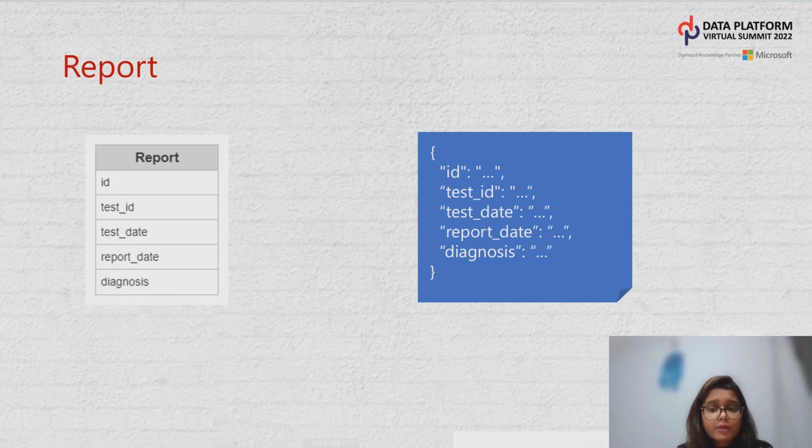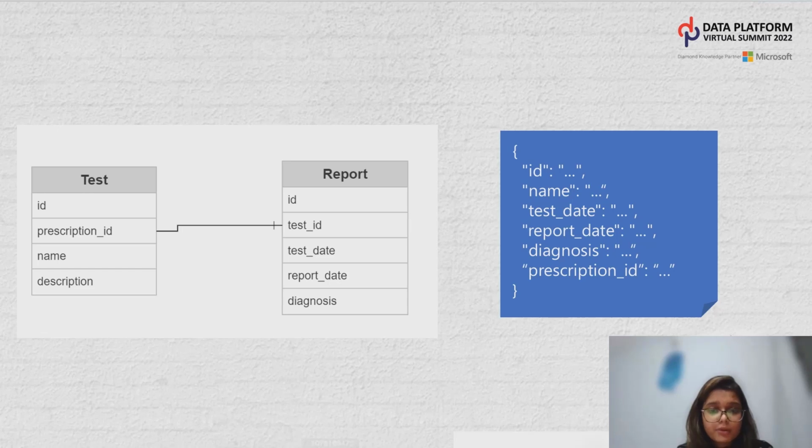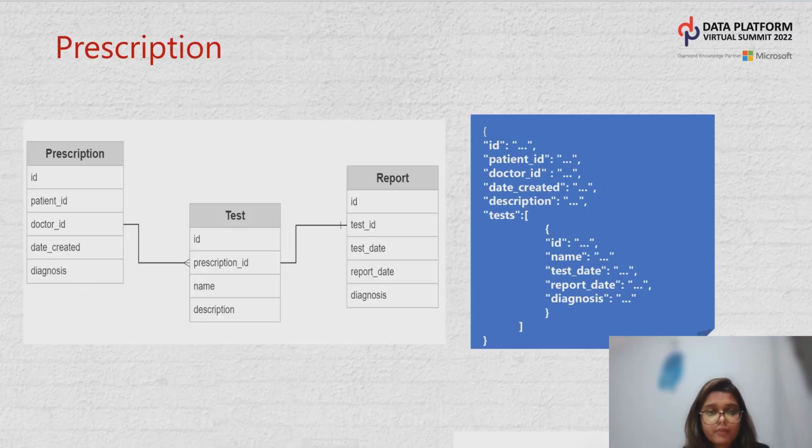Now, before talking about partition keys, let's first talk about these relationships. So test and report have one-to-one relationship, as we earlier talked about. So by the same logic, we can embed a report into the test document. So now we have ID, name, test date, report date, diagnosis of the report, and the prescription ID this test and report belong to.